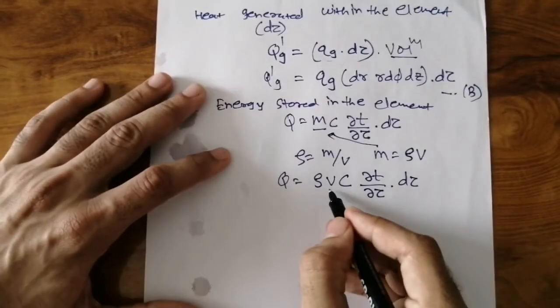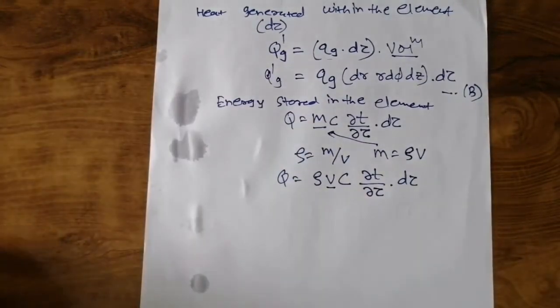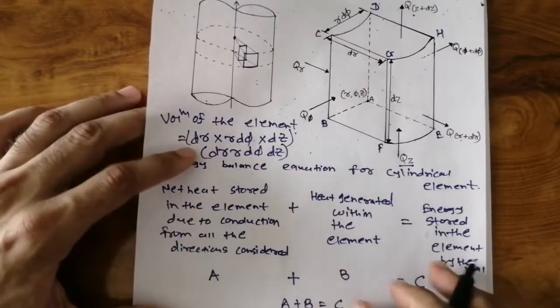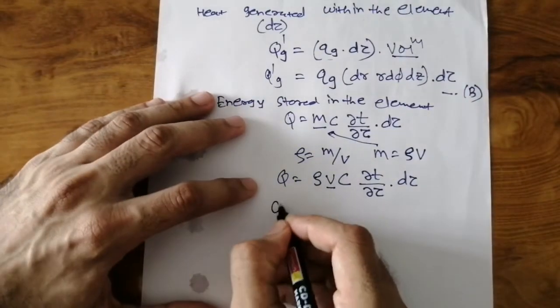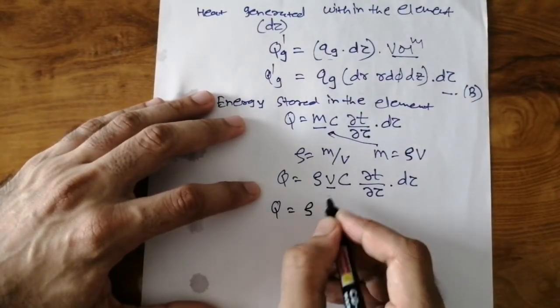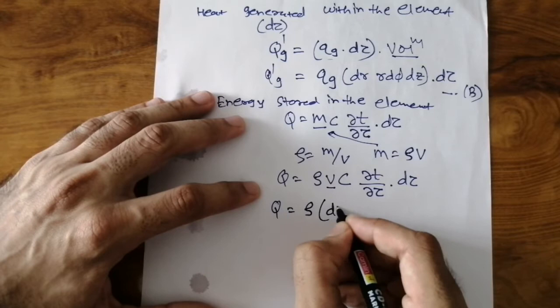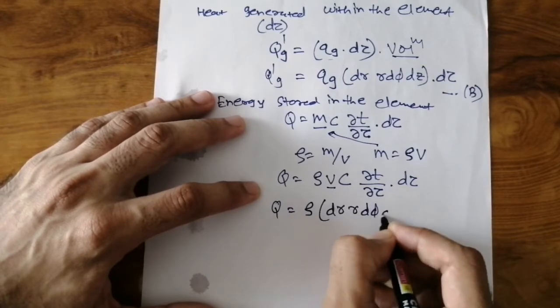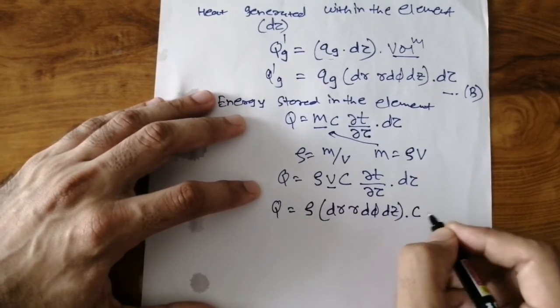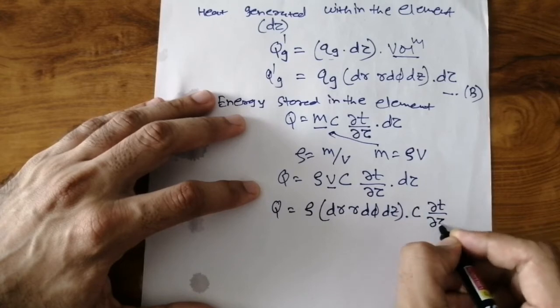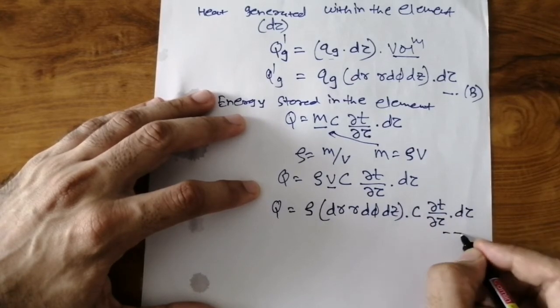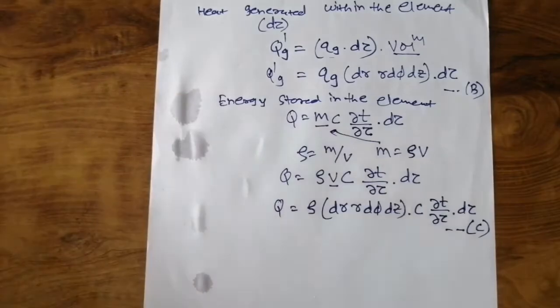Now what will be the volume of the element? The volume of that cylindrical element is dr, r, d phi and dz. So Q is equal to density as it is, times the volume dr, r, d phi dz, c del T by del tau into d tau. That is our equation number C.